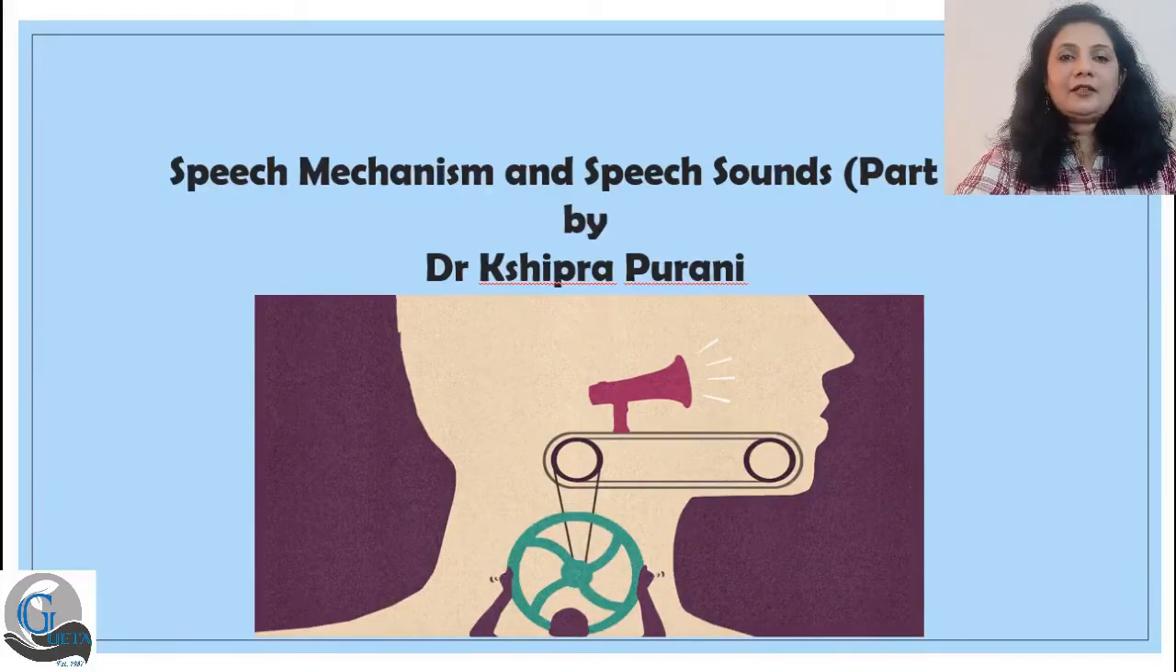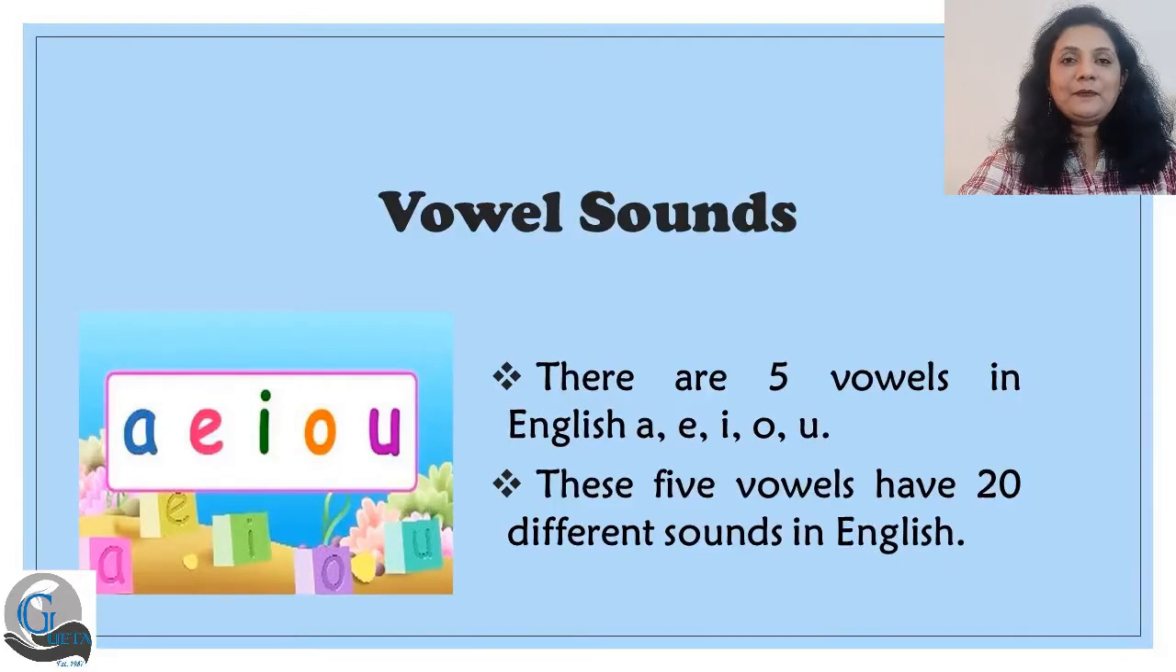After looking at the phonetic symbols of consonant sounds in the earlier parts, we are now going to look at the phonetic symbols for vowel sounds. As you all know, there are 5 vowels in the English language: A, E, I, O, U. But these 5 letters have 20 different sounds in the English language.